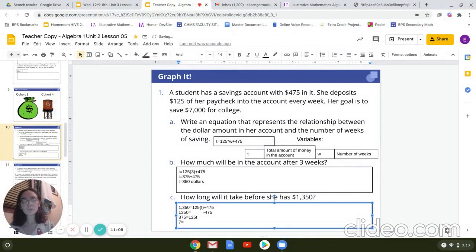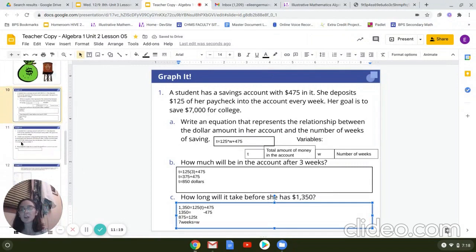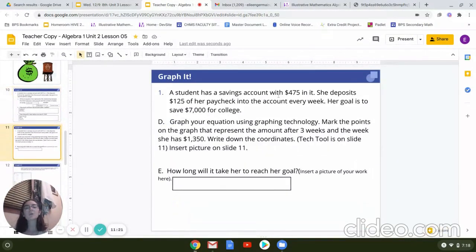7 is equal to the number of weeks. So it's going to take her 7 weeks to make $1,350. Okay, so now a student has a savings account with $450 in it.